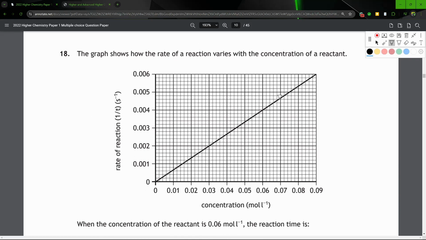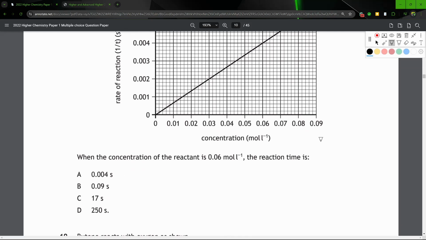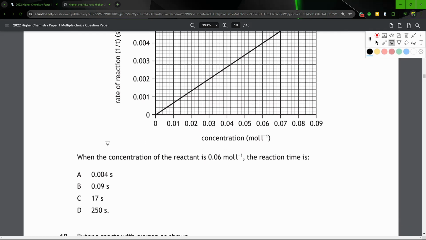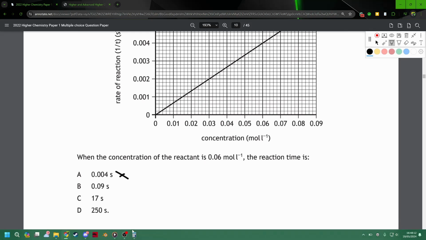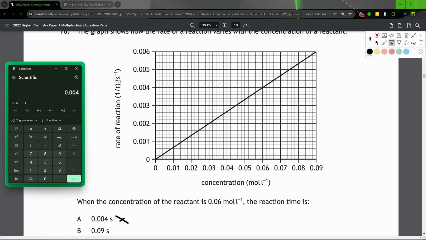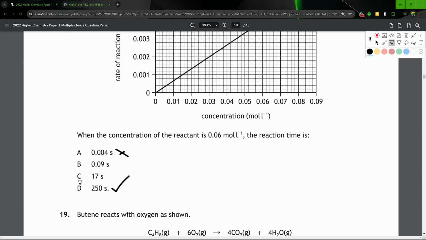Number 18. The graph shows that the rate of reaction varies with the concentration of reactant. When the concentration of reactant is 0.06 moles, the reaction time is what? If you look at 0.06 moles, it's 0.04, but that's the rate of reaction, so don't be tempted to pick that answer. If we put that in here, it's 0.004, and we invert it to cancel out this 1 over t, and we'll get our original time, which is 250 seconds. So the answer would be D.